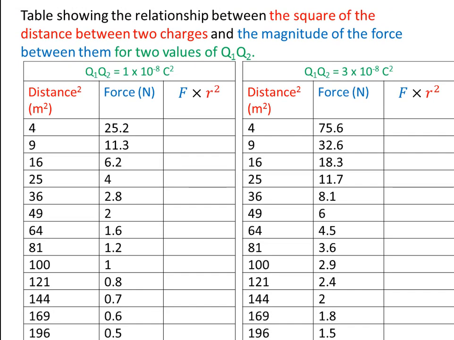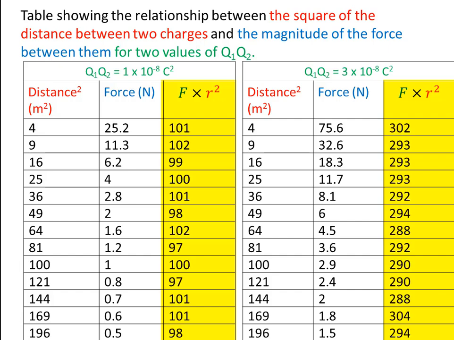So let's check that. We add in another column to our tables: force times r squared. 4 times 25, 2. 9 times 11, 3, and so on. You need to complete these two columns before you continue with the movie. And this is what you should get.